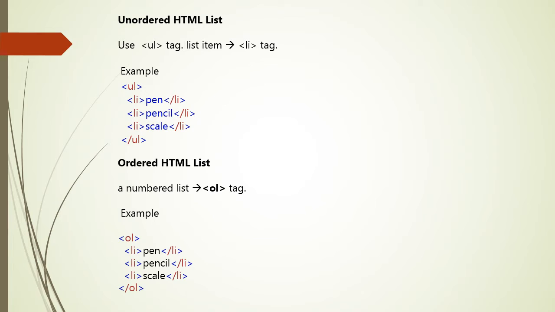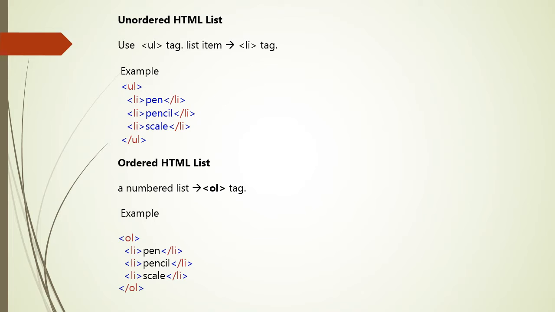Consider about ordered HTML list. If you are required to put your items in a numbered list instead of bulleted, then HTML ordered list will be used. This list is created by using OL tag. The numbering starts at 1 and is incremented by 1 for each successive ordered list elements tagged with li. So as we have seen, ordered list starts with OL tag.